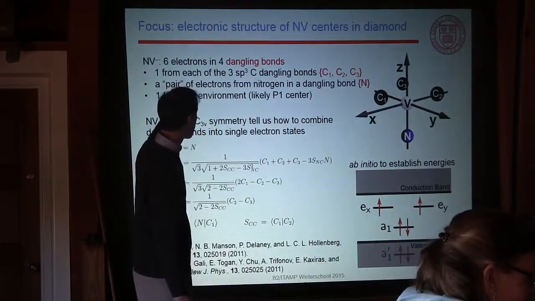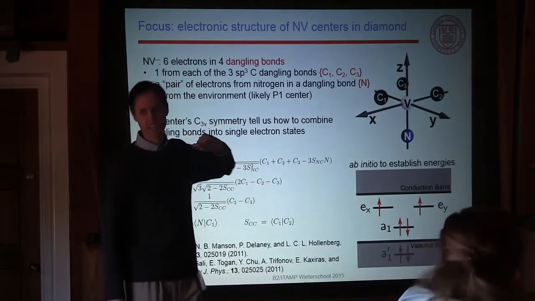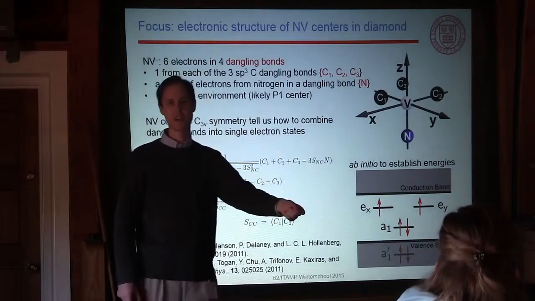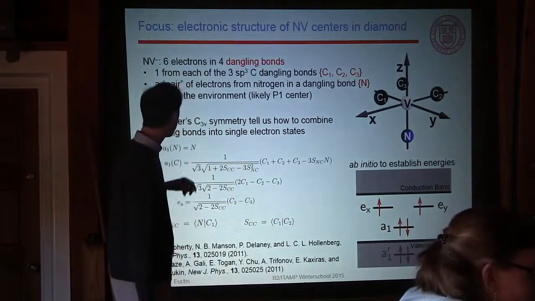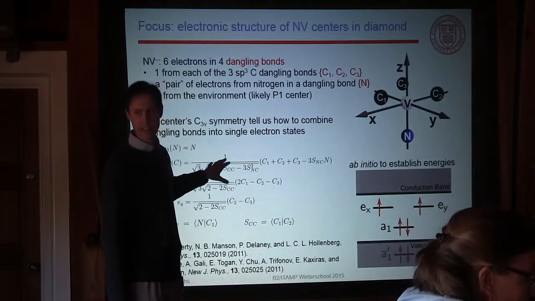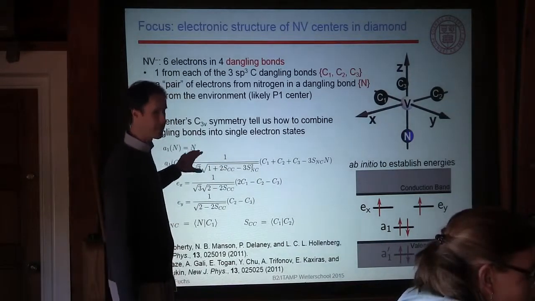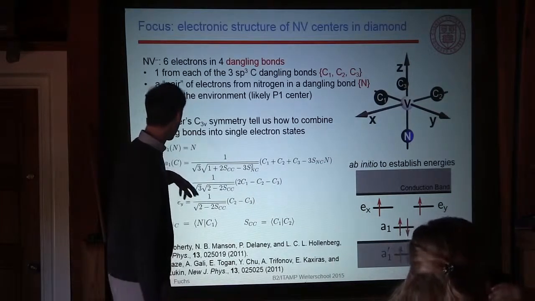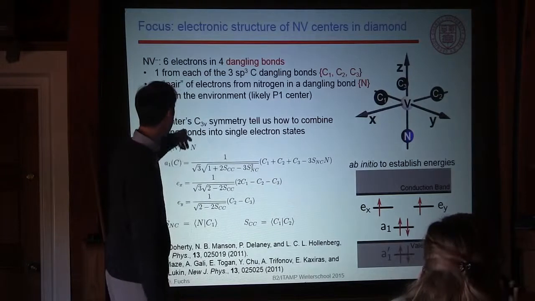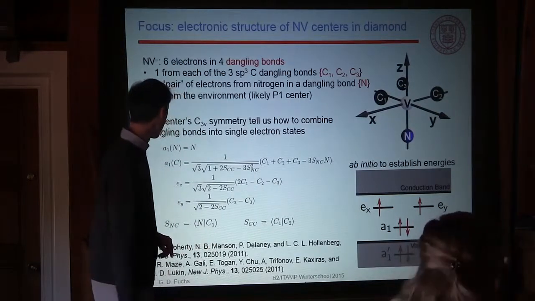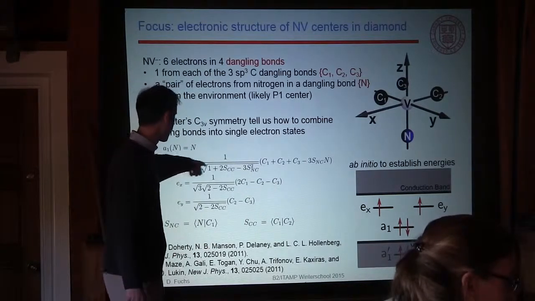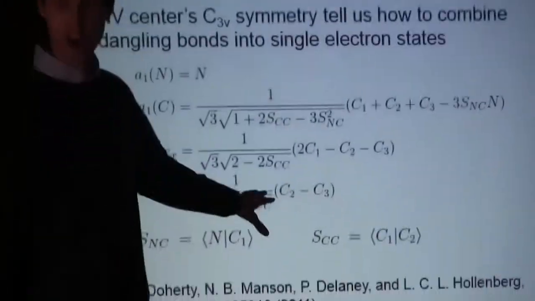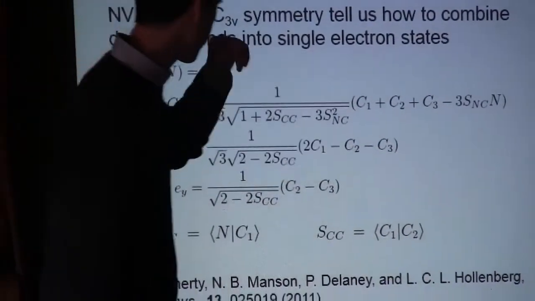And then the state that people are interested in is the negatively charged state of the NV center. So you get one extra electron from the environment somewhere. And then you go to molecular orbital theory and group theory to figure out what happens next. So you write down these states by just symmetrizing with the C3V symmetry of the NV center. I'm not going to walk you through this in exact detail, but you can look at these references, and it's all explained in there.